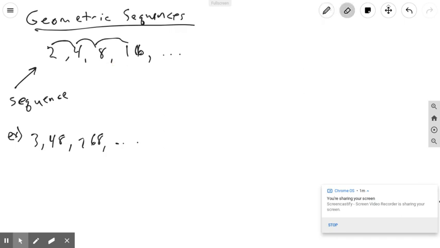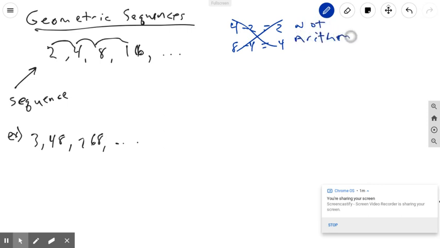Now, if I look back up here at my original example, maybe I would try to find out if it is arithmetic by trying to find the common difference, right? So if I said 4 minus 2 and then 8 minus 4, and I can keep going, but when I do that, I see that this is 2 and this is 4, so there is no common difference. Since I don't have a common difference, it's not arithmetic. So maybe I can try something else.